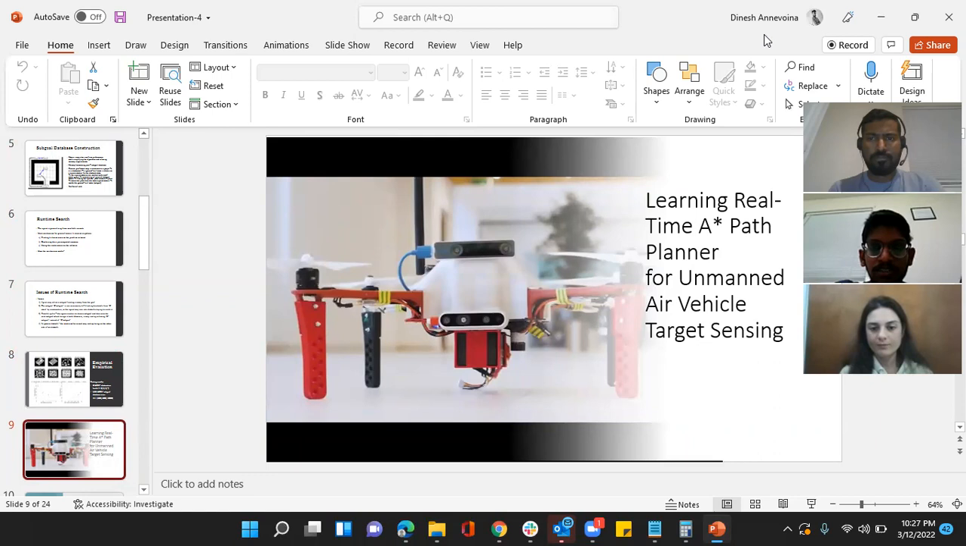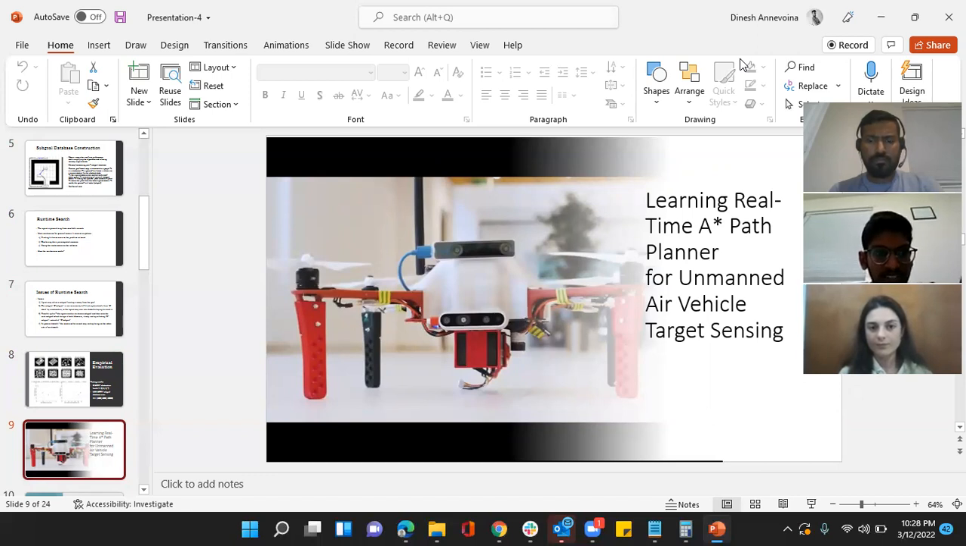So from here, I'm going to explain the learning real-time A-star path planner for UAV, that is, unmanned air vehicles target sensing. So in this paper, we are going to introduce what path planning and UAV are, and after that we are going to cover topics like coupling between path segments, proper utilization of sensor footprint, the required capabilities for effective path planning for UAV, discrete step paths, and LRTA research. So Dinesh and I are going to explain these topics in this paper.